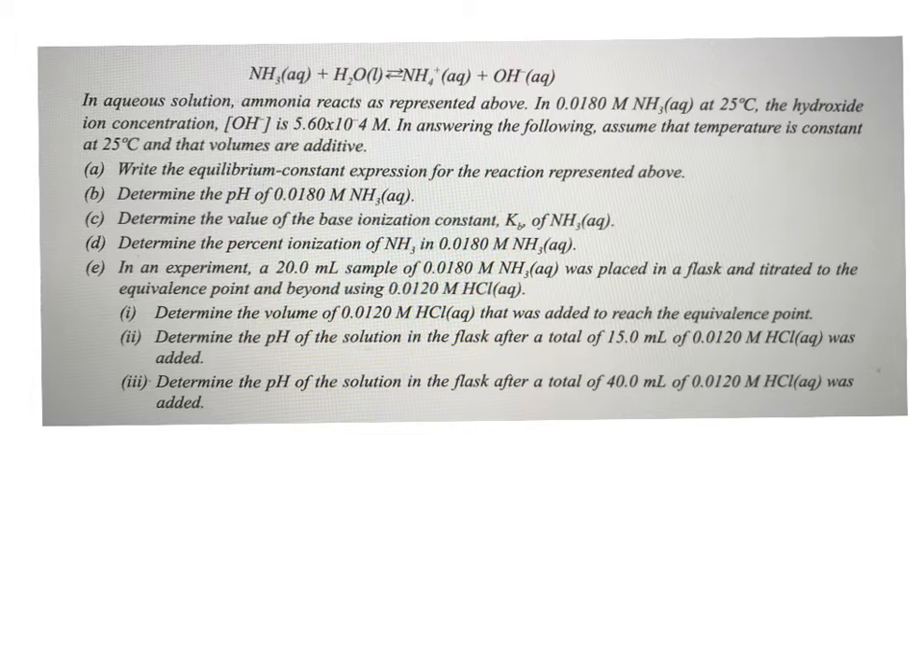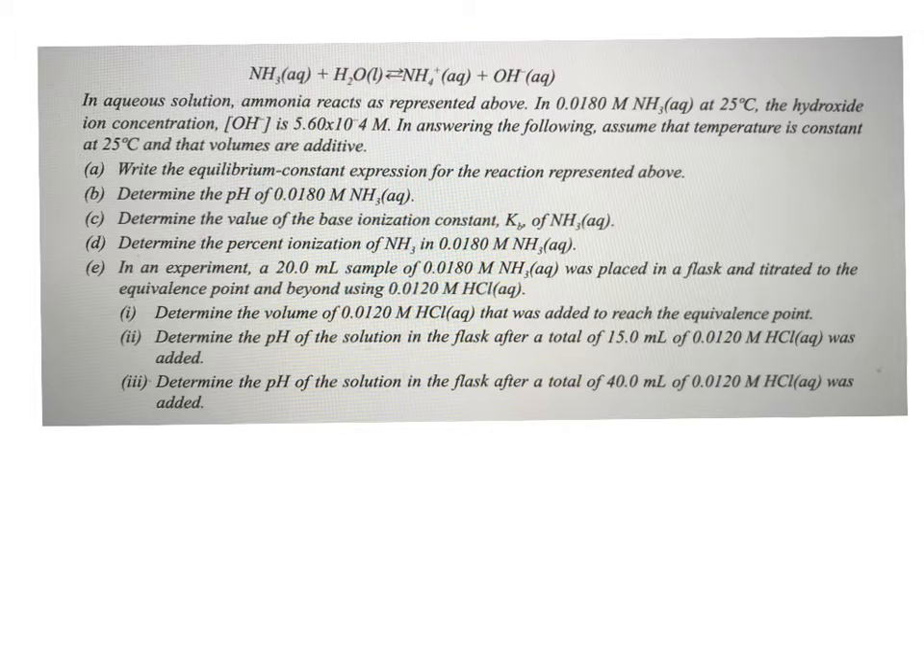As we read the problem: in aqueous solution, ammonia reacts as above. In 0.0180 molar ammonia at 25 degrees Celsius, the hydroxide ion concentration is 5.60 times 10 to the negative 4 molar. In answering the following, assume that the temperature is consistent at 25 degrees Celsius and that the volumes are additive.